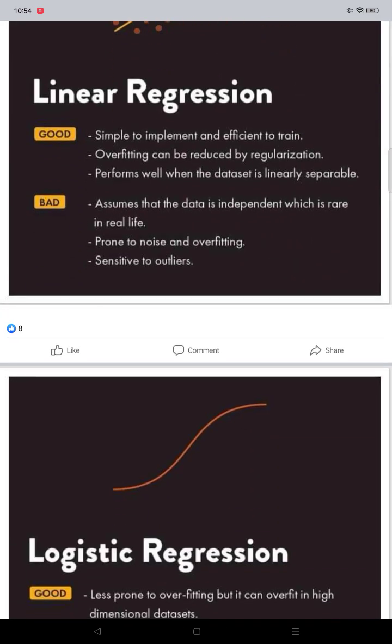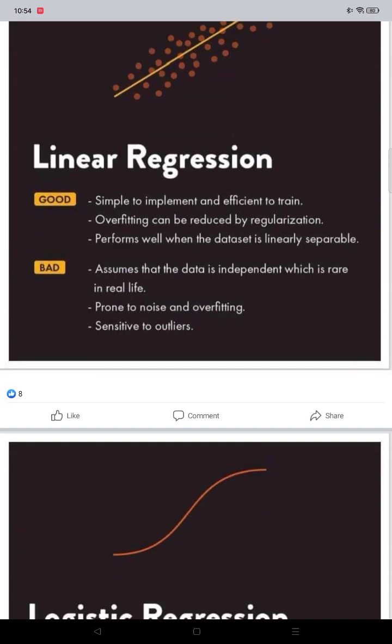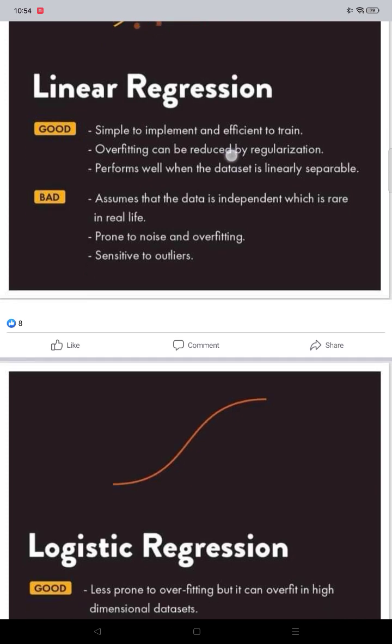Anyway, linear regression. I hope you have some knowledge regarding machine learning, but we'll also learn it, don't worry. So, what is good in linear regression? It is simple to implement and efficient to train. You can train a machine learning model very easily.